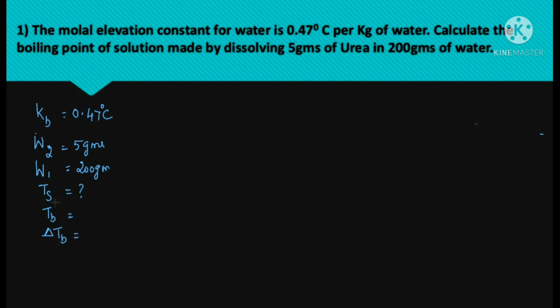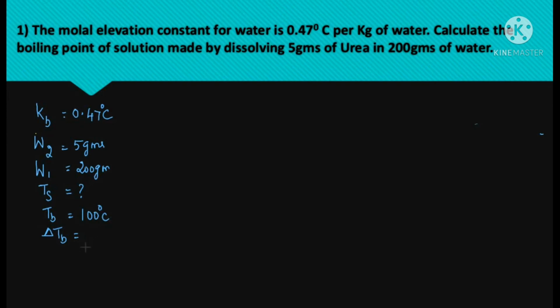Okay, so Tb it is possible to know from the problem itself, because it is given water. It is per kg of water. Water means water. What is the boiling point of water? It is 100 degrees centigrade. Okay, so it is 100 degrees centigrade. Now it is possible to calculate delta Tb.